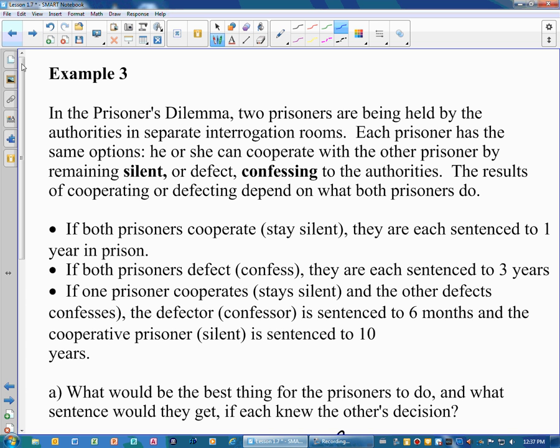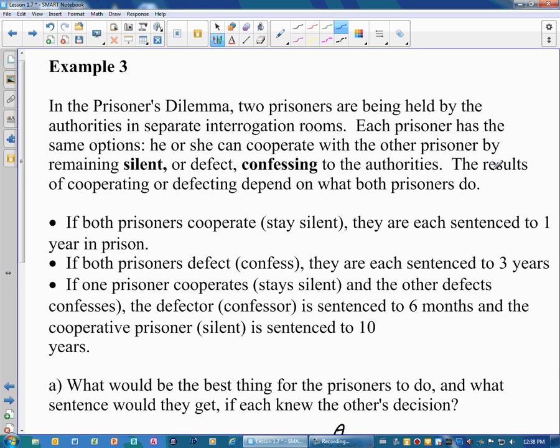So it says in the prisoner's dilemma, 2 prisoners are being held by the authorities in separate interrogation rooms. So it's 2 people that have done a crime, they were caught, and now, like we see on TV, they're in 2 interrogation rooms, and they're being questioned on what they did. So each prisoner has the same options. He or she can cooperate with the other prisoner by remaining silent.